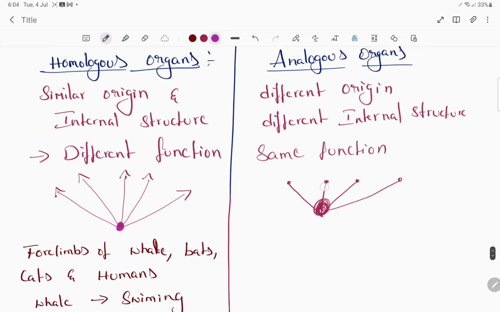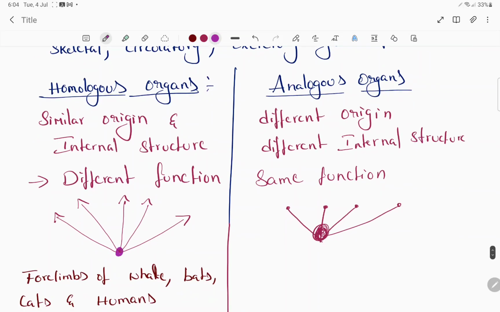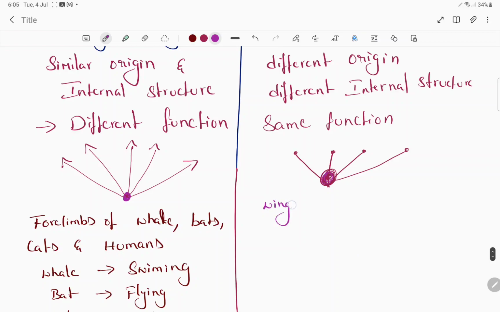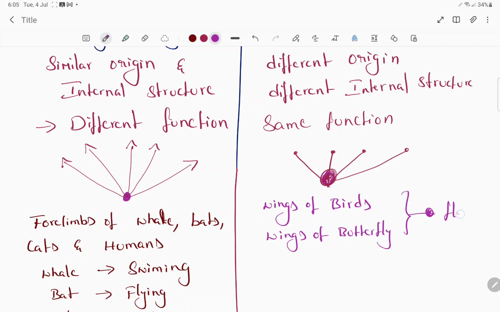And next, let's talk about analogous. Analogous organs are anatomically dissimilar, but functionally and externally similar. They have different ancestry and converge at one point. So this we call analogous or convergent evolution. For example, wings of birds and wings of butterflies: they both meet at one point, flying. They have the same function and similar structure, but different anatomy.